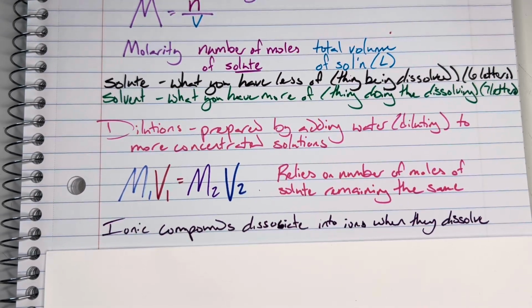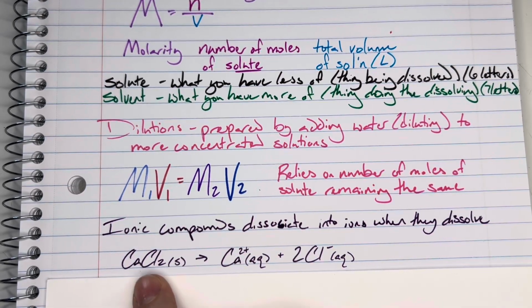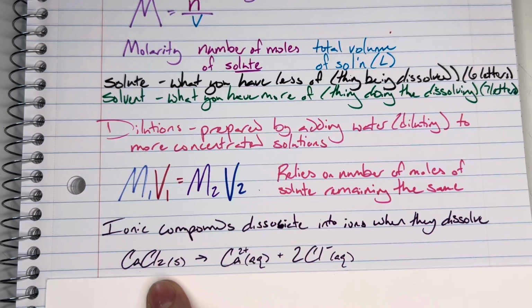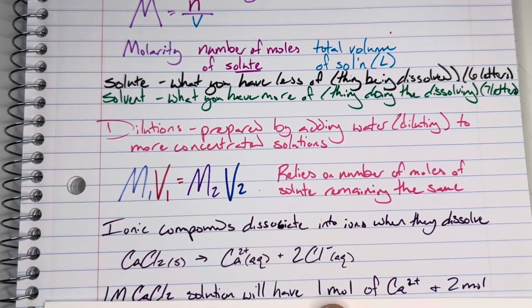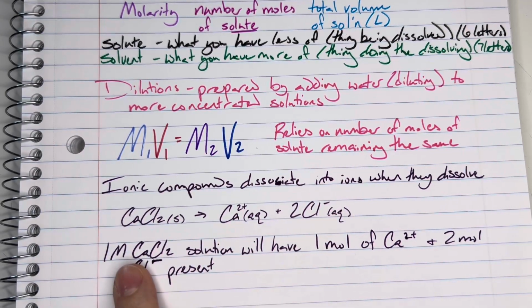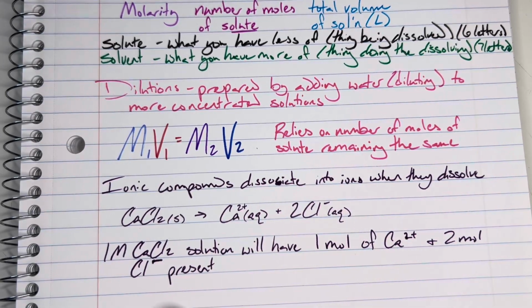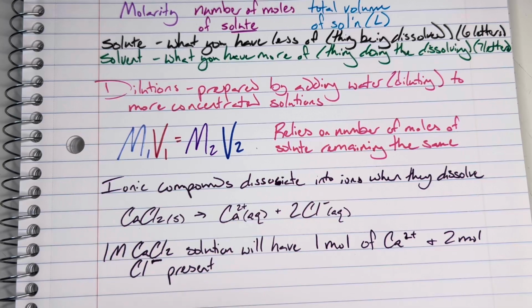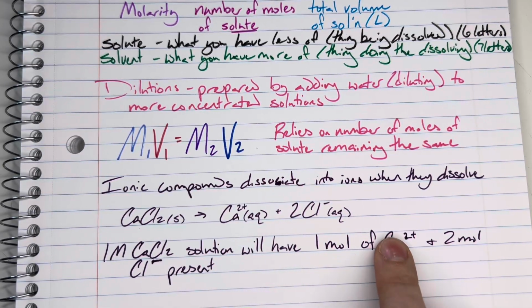An important thing to note is that ionic compounds are going to dissociate into ions when they dissolve. An example is calcium chloride here: my calcium chloride solid is going to dissociate into 1 calcium ion and 2 chloride ions, which means that a 1 molar solution of calcium chloride would contain 1 mole of calcium and 2 moles of chloride. So the individual concentration would be 1 molar for calcium ion and then 2 molar for the chloride ion.